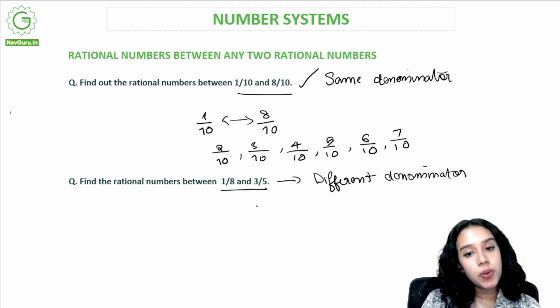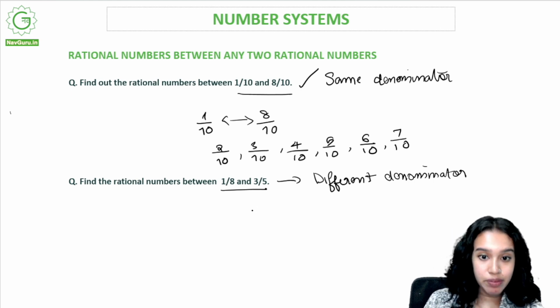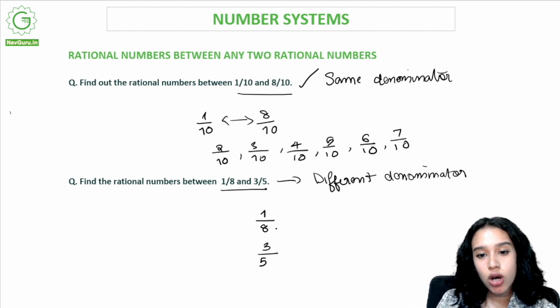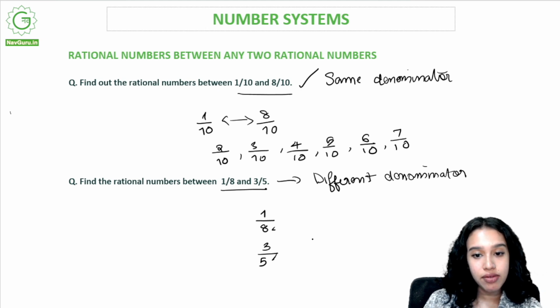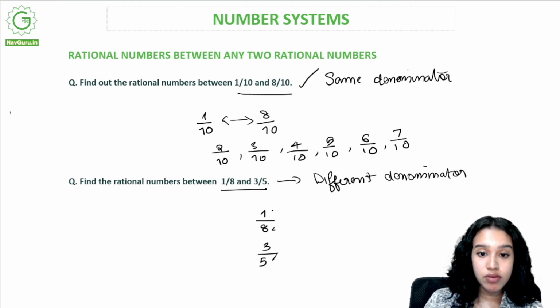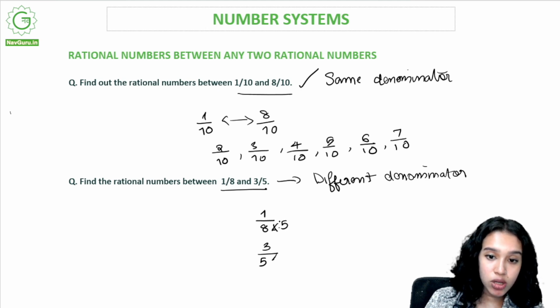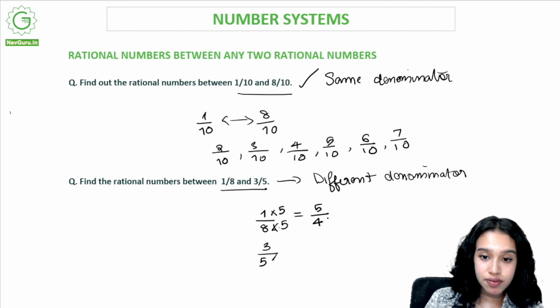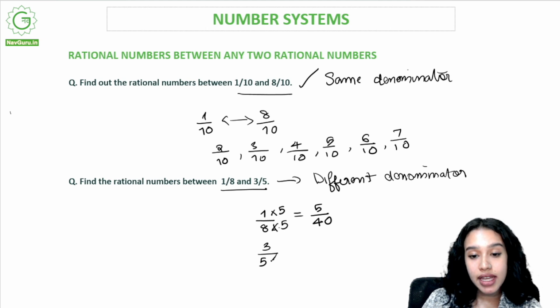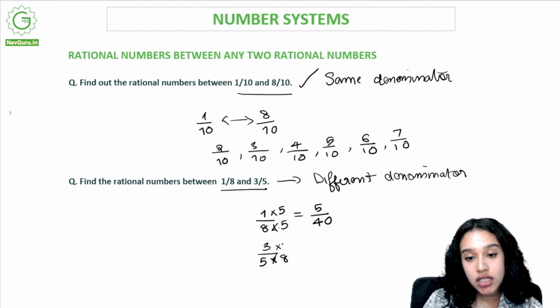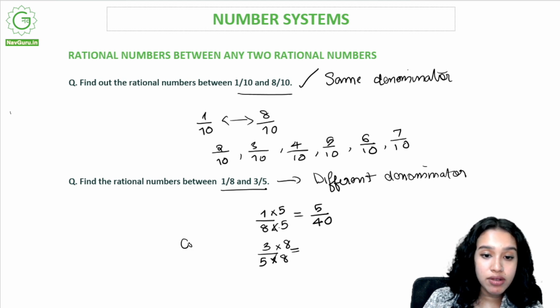Very simple thing, we are going to make the denominators the same. We have 1 by 8 and 3 by 5. So we find a common factor between 8 and 5. There is no common factor between them. So we just multiply 8 with 5. When we multiply a number to the denominator, we do the same to the numerator and we get 5 by 40. And for 3 by 5, we multiply both the denominator and the numerator with 8.